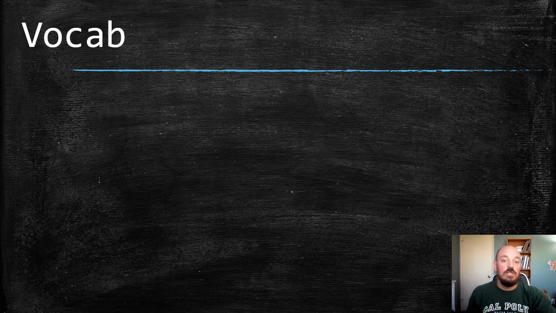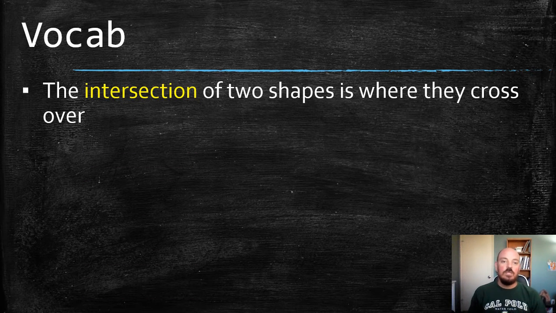Let's learn some important vocabulary for points, lines, and planes. So the first one is the word intersection. Now, when things intersect, they cross over. So basically, the intersection of any 2 shapes is their overlap, where they cross over.